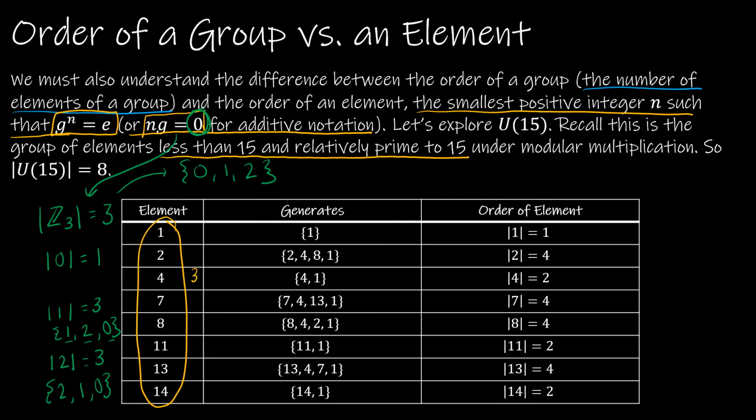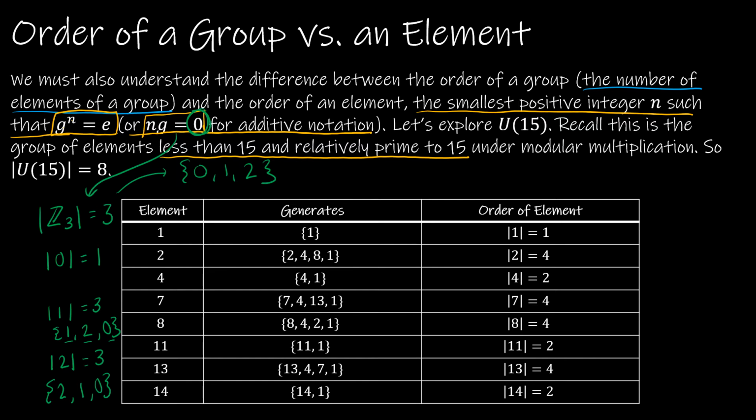Obviously, for instance, 3 would not be an element because 3 does go into 15. 5 would not be an element because 5 goes into 15. Although 6 does not go into 15, 6 has a common factor of 3, and therefore that's why 6 wouldn't work. So hopefully we remember that. Here are the elements: 1, 2, 4, 7, 8, 11, 13, 14.